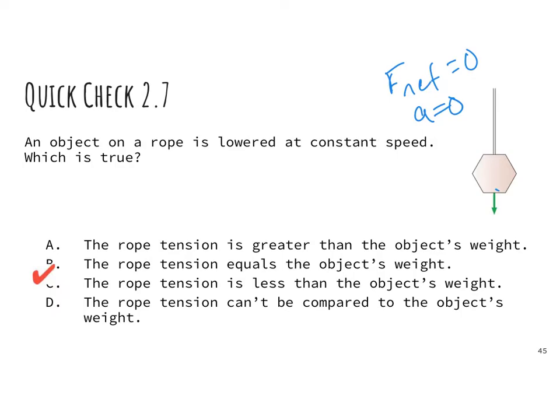So there is a weight force going down and there's a tension force going up. And if there's no net force, these two have to be equal to one another. Therefore, the rope tension has to equal the object's weight.